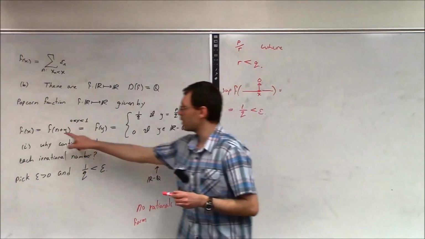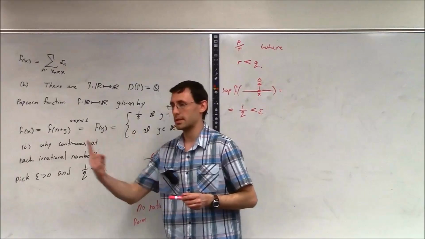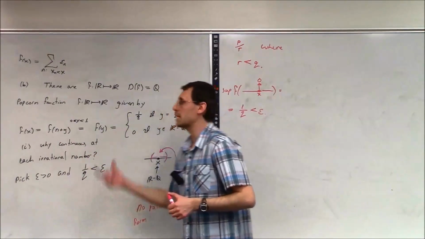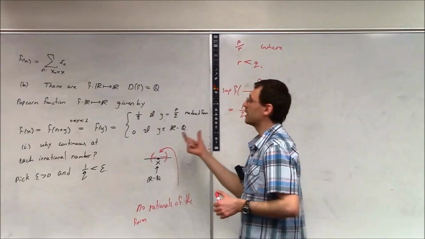Notice it's, by the way, periodic with period 1. Right? So if you add 1 to x, you just get the same as f of x. Really, it's enough to define it only in the interval from 0 to 1.